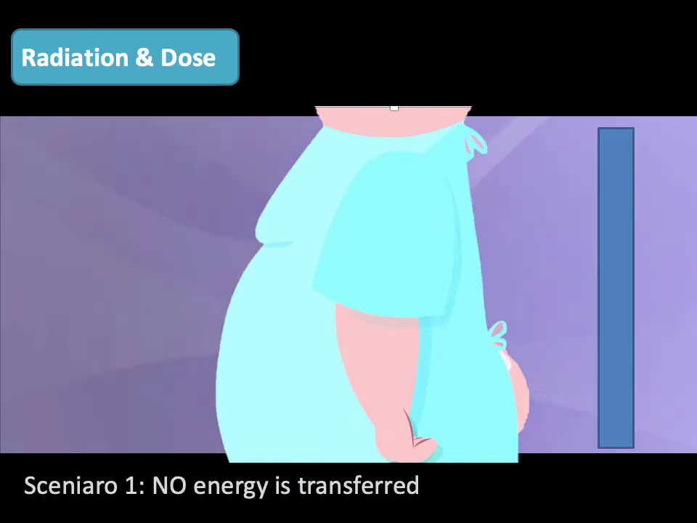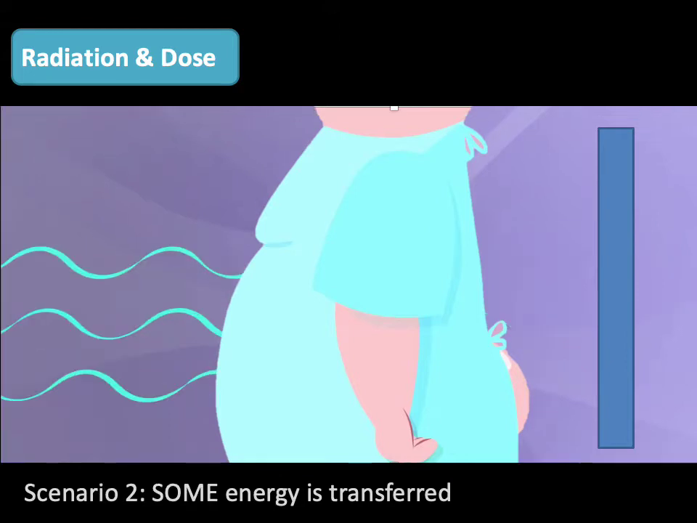There are three basic things that can happen to an X-ray photon when it reaches a patient. The first is that the X-rays pass through the patient without interacting with the tissue at all. In this scenario, the photon exits the patient unchanged. In other words, no energy is transferred from the photon to the patient.